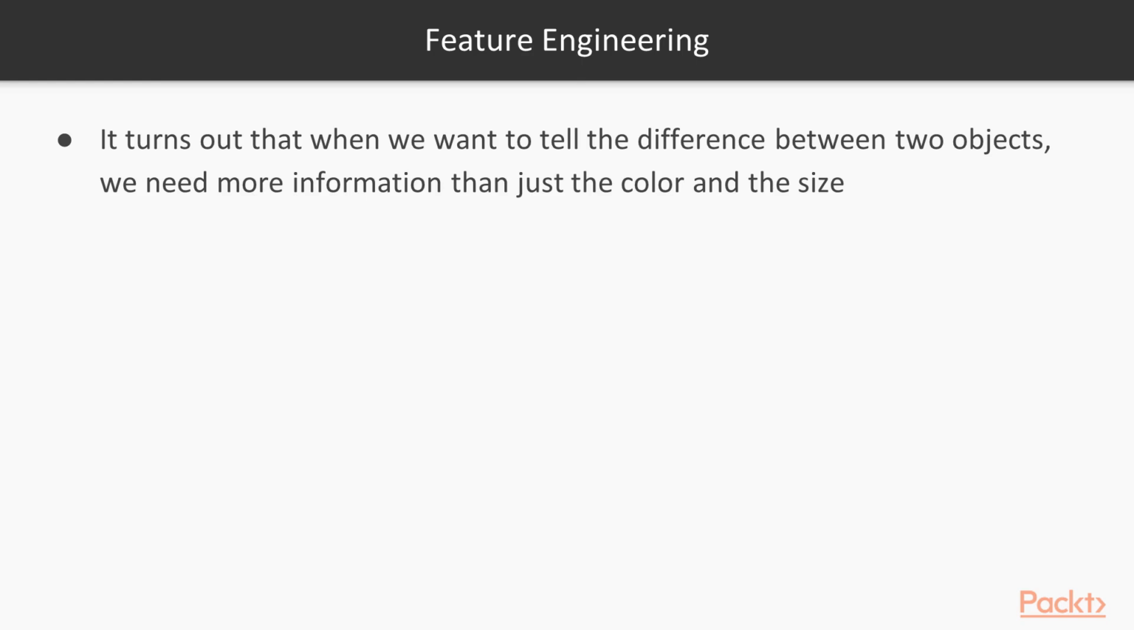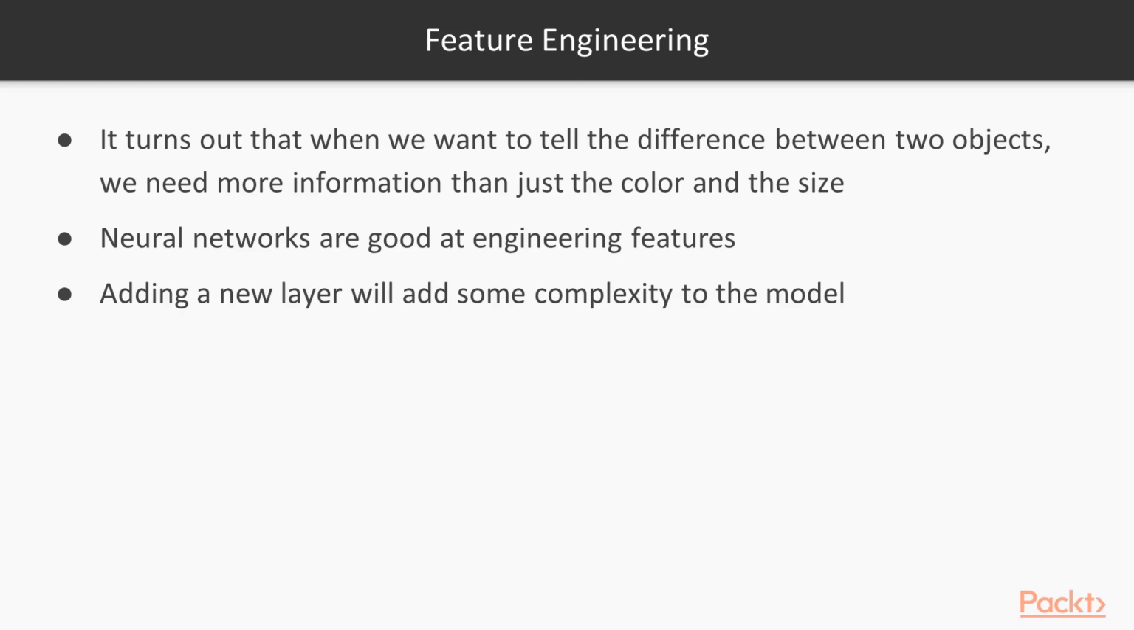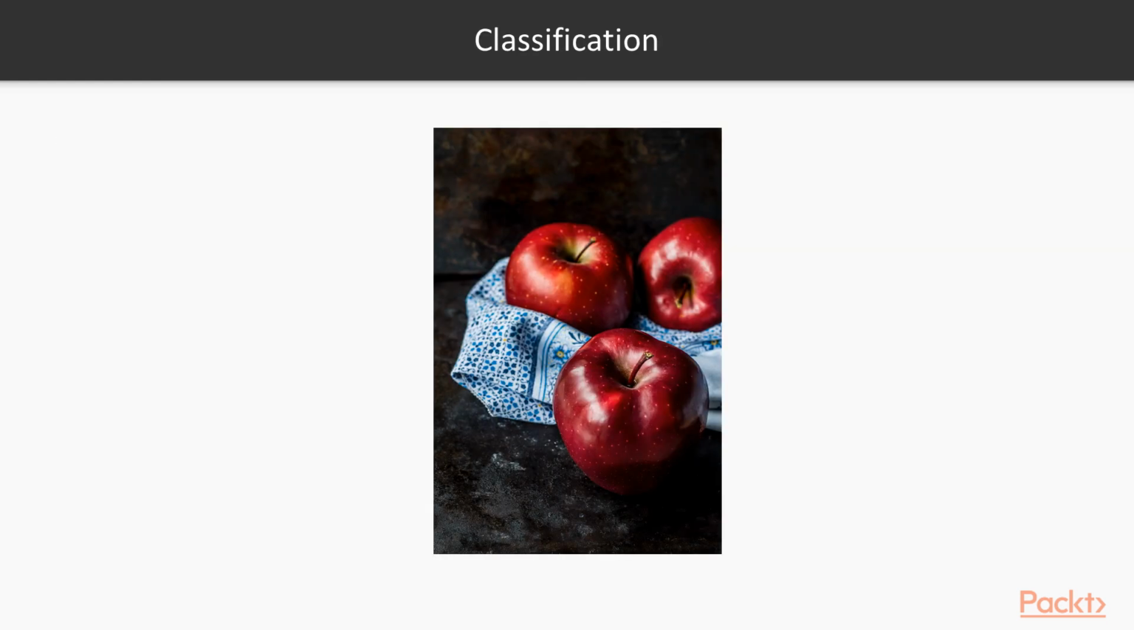So how exactly do we go about engineering features for an image? Over the years, different approaches have been introduced and tried out. Turns out that neural networks are good at engineering features. So every time you add a new layer, you're adding some complexity to the model, and it helps to detect features. Now consider the image above.